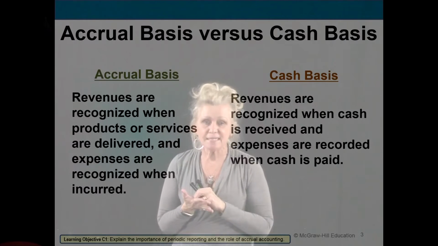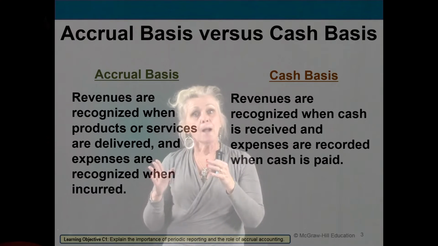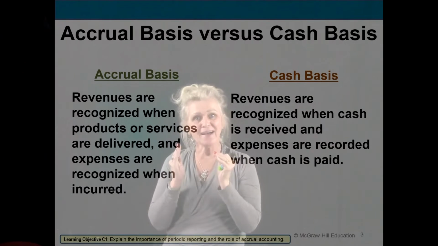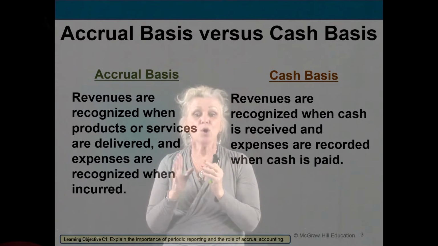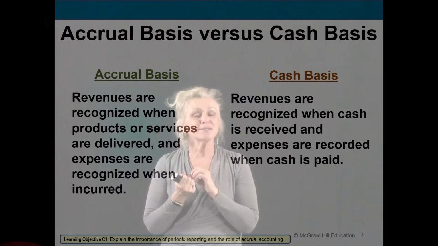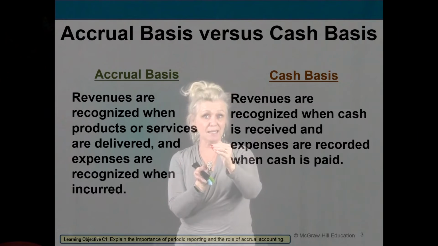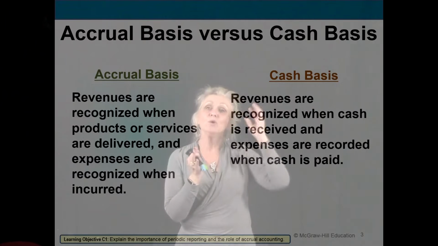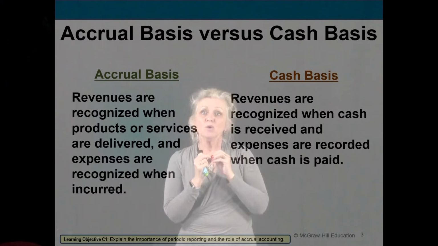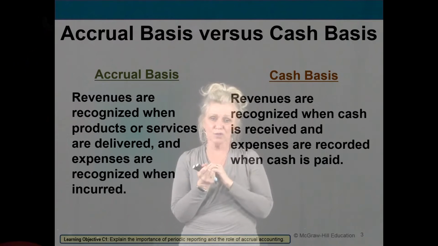What that means is that if we earn money in December, we send a bill and they don't pay until January, we recognize that revenue in December when the service was delivered. It also means expenses are recognized when incurred. So let's say that our company received a utility bill in May. We're not going to pay it till June. We recognize that utility bill in May. We have an accounts payable. It may be paid in June, but we recognize the expense when it's incurred.